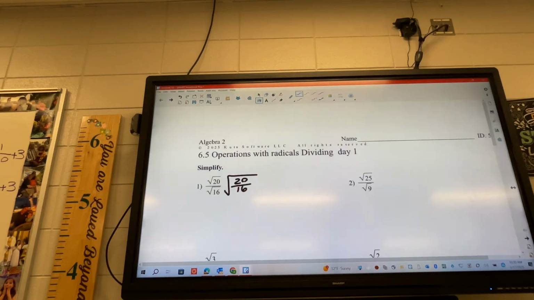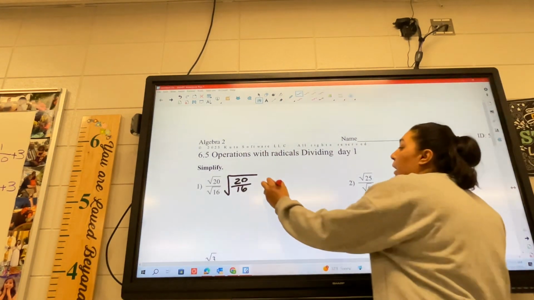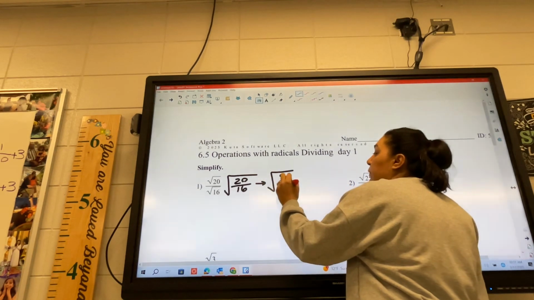Okay, well what you would do then is on your calculator, you're going to hit your fraction button and type in 20 over 16 with no radical, 20 over 16. 5 over 4. So this actually becomes a house with 5 over 4.